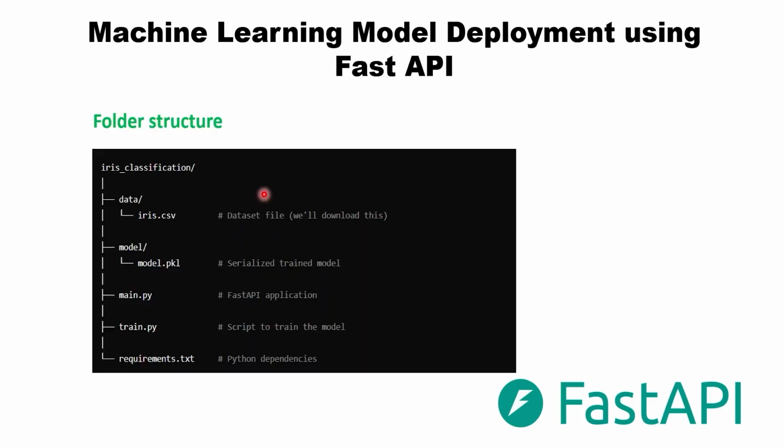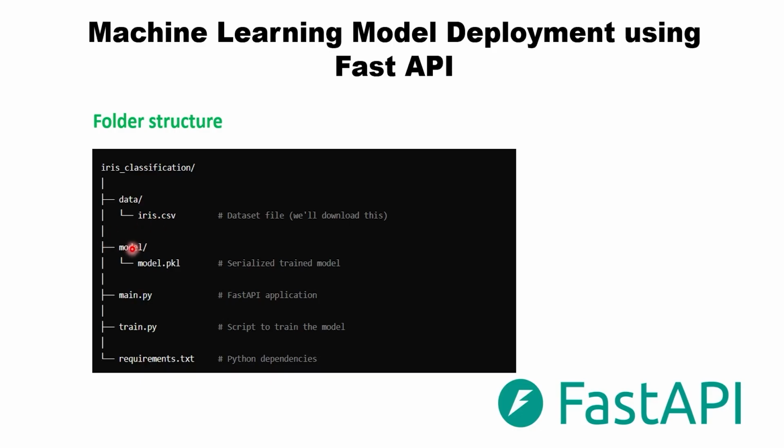How our project and folder structure will look like. So we will have our project name as iris_classification. Inside that, we will have 2 folders. One is data and the second one is model. In data, we will save our iris.csv file, which is going to be used to develop our machine learning model.